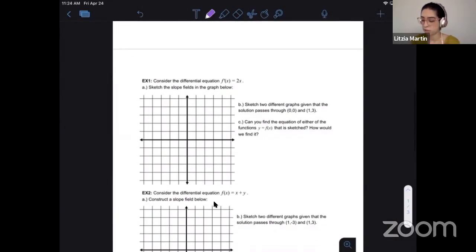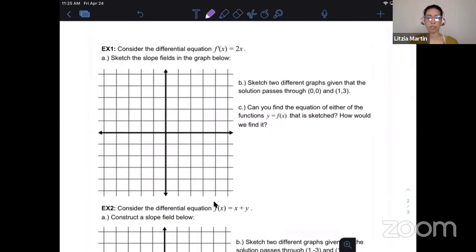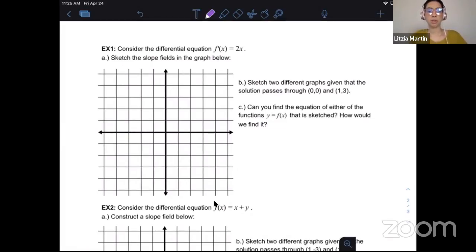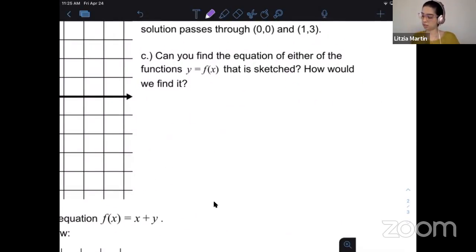So let's go ahead and jump into an example here. We're going to consider the differential equation f prime of x is equal to 2x. And we're going to sketch the slope field in the graph below. So the slope field is going to be the little line segments of slopes, but we need to set up a way of organizing everything. So we're going to make a table here. And we're going to have the point.